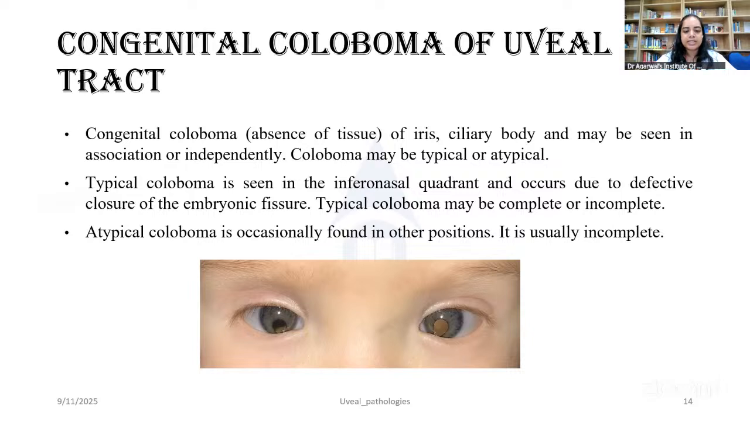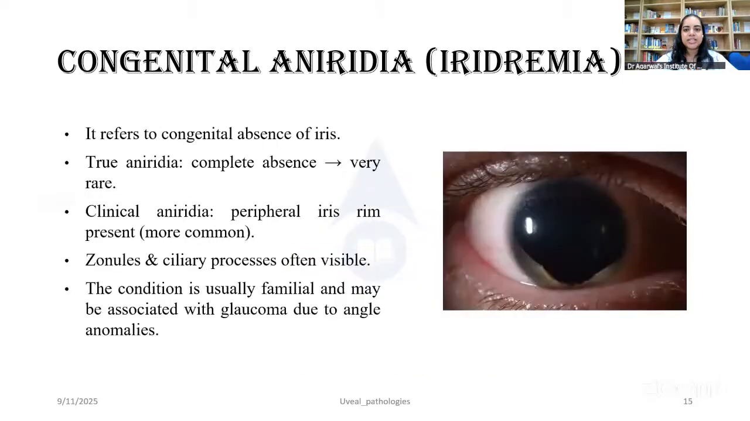Typical coloboma is seen in the inferonasal quadrant and occurs due to defective closure of the embryonic fissure. Typical coloboma may be complete or incomplete. Atypical coloboma is occasionally found in other positions. It is usually incomplete.